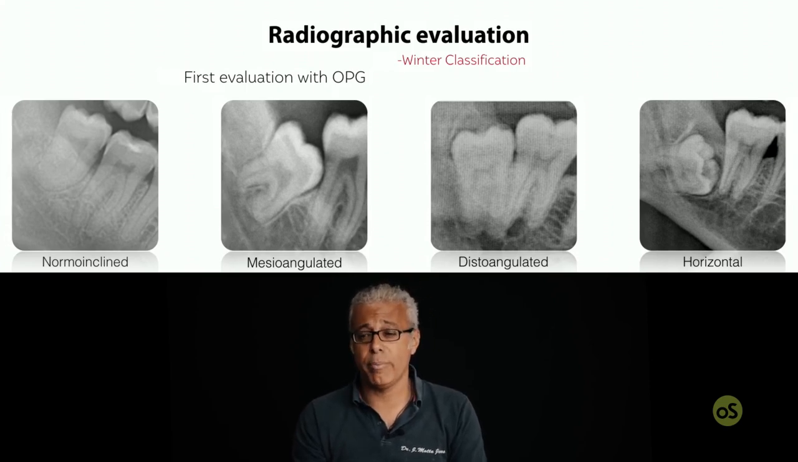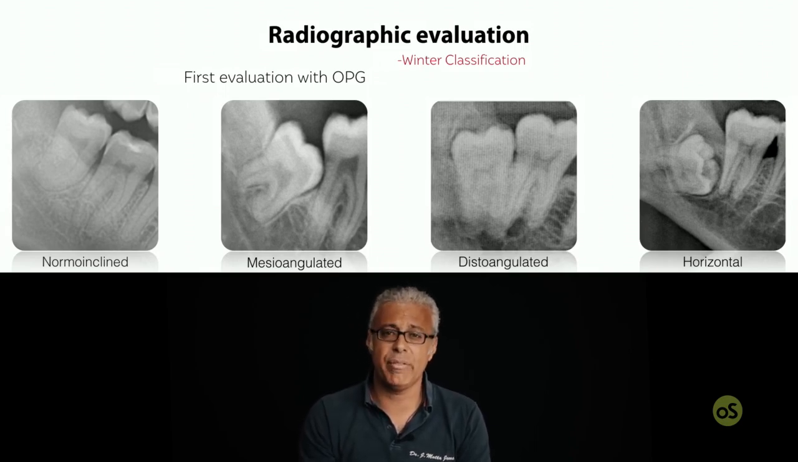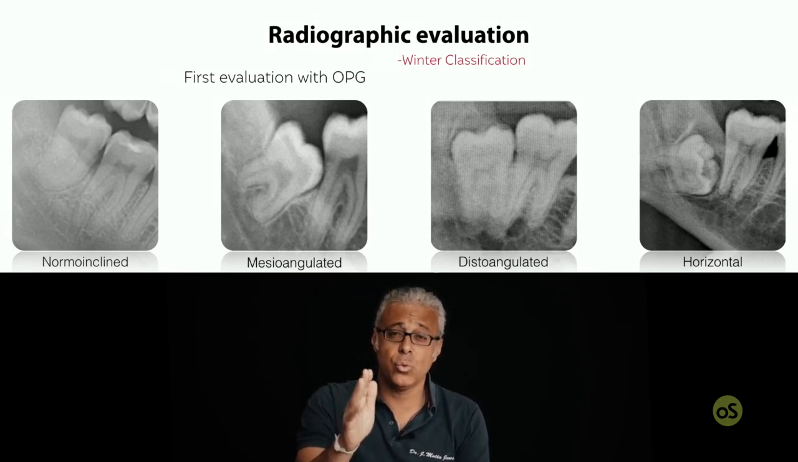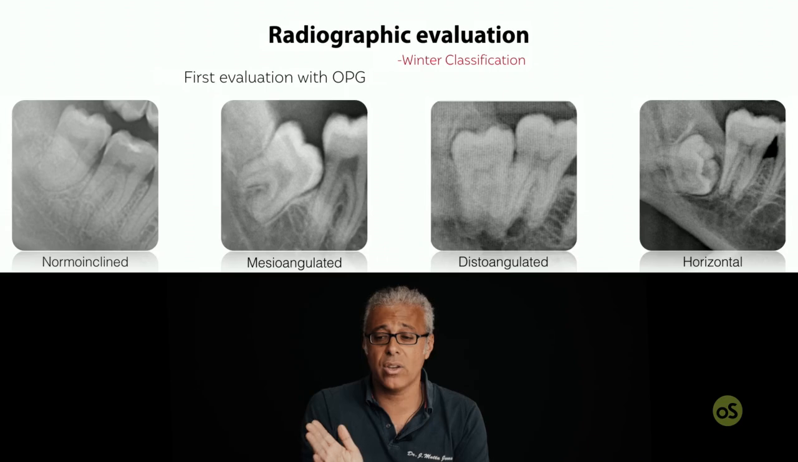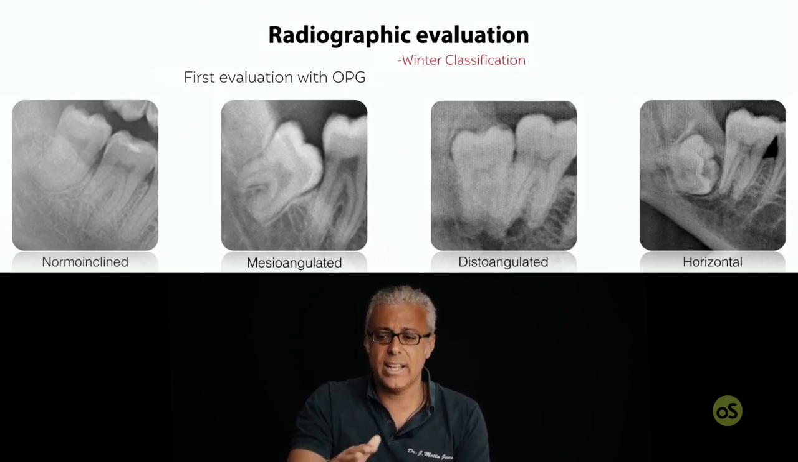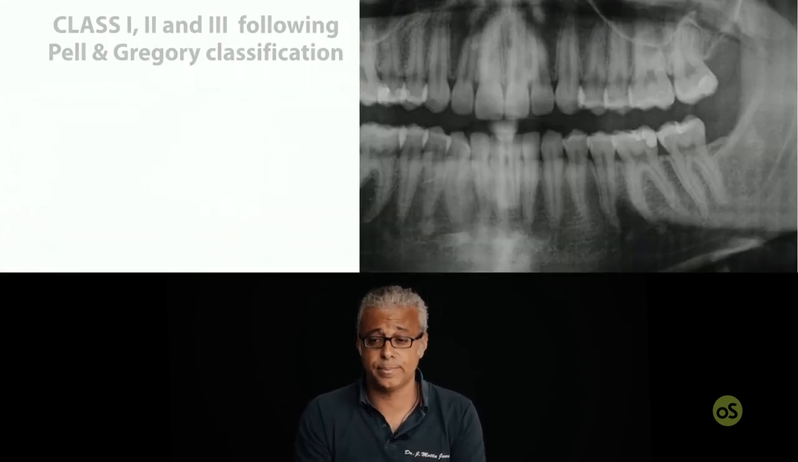Important old information is the radiographic evaluation. We know that the panoramic X-ray is considered the gold standard of the images in the diagnosis of the wisdom teeth. And we have two very old classifications. We have the Winter classification, which gives us the inclination of the tooth. So we have the normo-inclined, the mesioangulated, the distoangulated, and the horizontal tooth. And we know that the distoangulated and the horizontal are the most complicated teeth to extract.